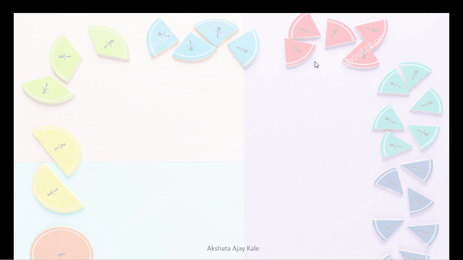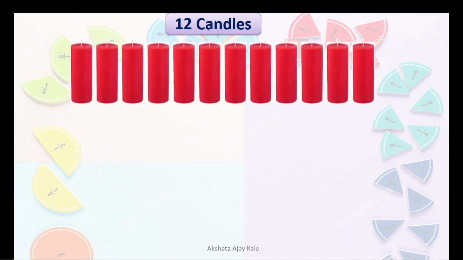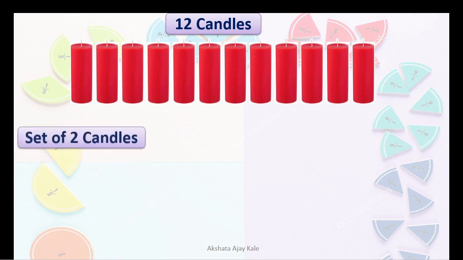Yes, here we can see 12 candles. How many candles? 12. You can see here 12 candles, right? Now here we have to make sets of 2 candles out of these 12 candles. You know how to make, it means we have to take 2 candles together. How many sets will we get?